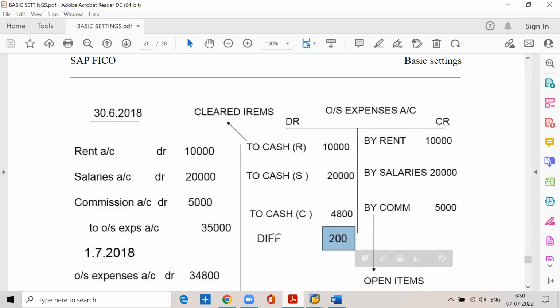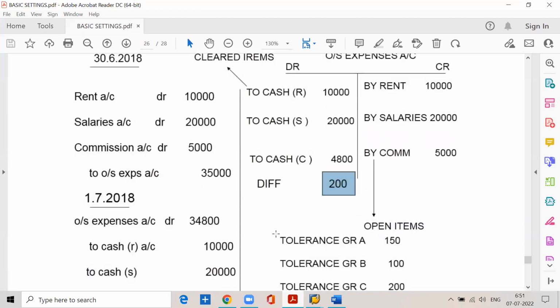Now, here my question is, listen to me carefully. We are preparing the P&L account and balance sheet on 31st of July again, right? So in the 31st of July financial statements, where do we display this difference of 200 rupees? Whether you display this 200 rupees in the balance sheet as a liability, or whether you transfer this 200 rupees to P&L account. Just try to answer. Think for a while and try to answer.